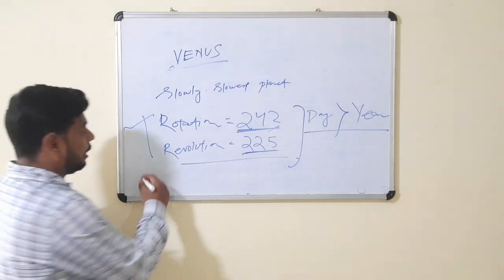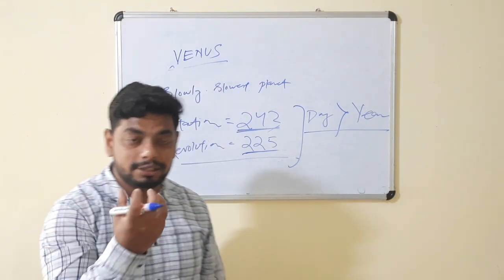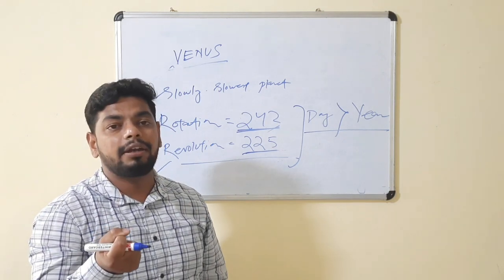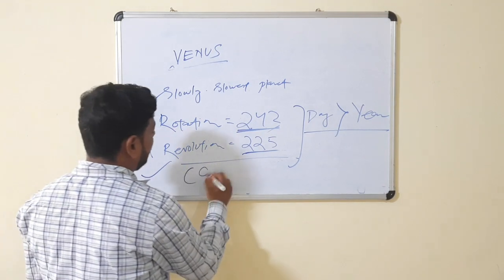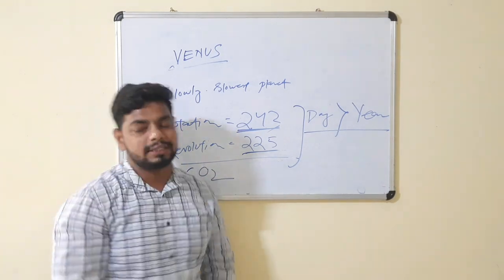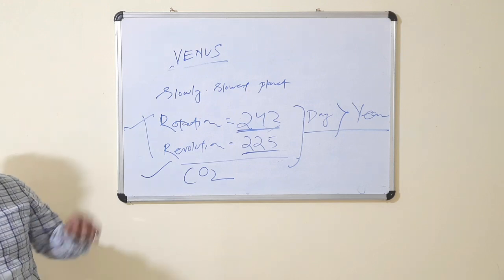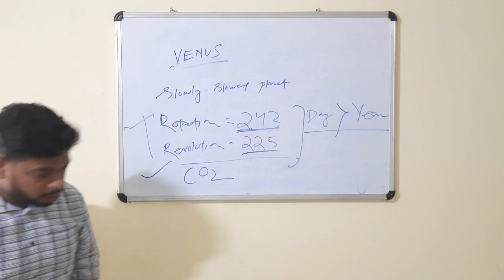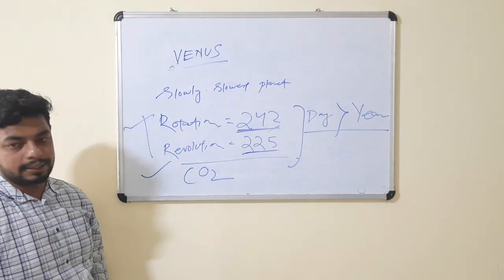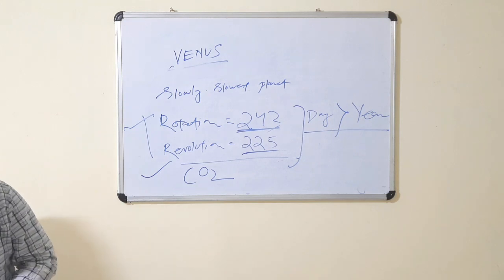Another one: it has a very dense atmosphere. That is the reason it receives heat and light from the Sun, and it is the hottest planet. The atmosphere is mainly made up of greenhouse gases, primarily carbon dioxide. That led to an extreme case of global warming.